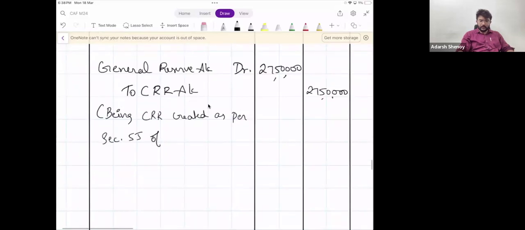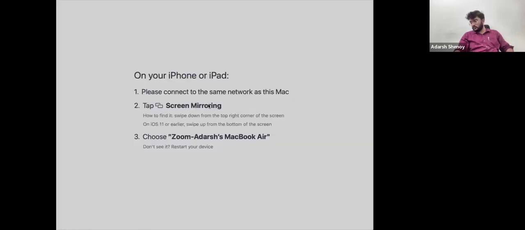As per Section 55 of the Companies Act, 2013.